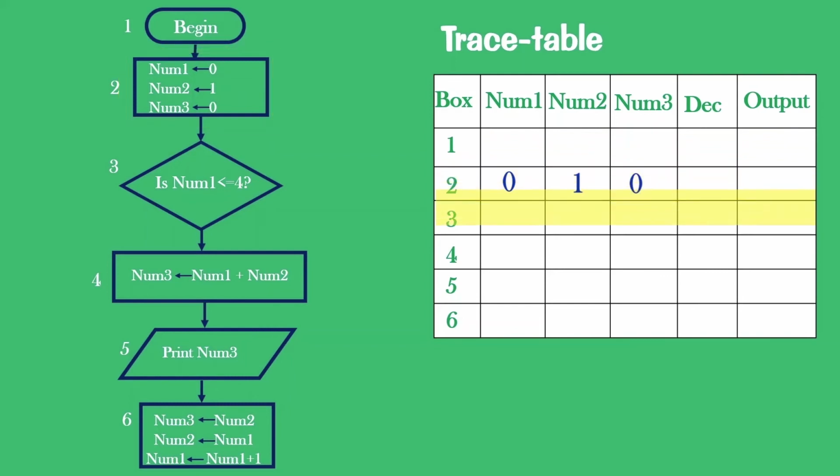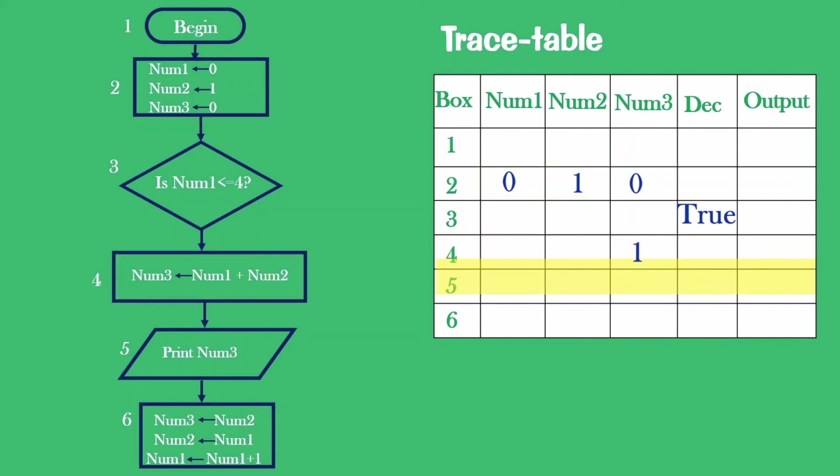Good. Step number 3 is a question with the decision to be made. Is num1 lesser or equal to 4? Now, the value in num1 is 0, and therefore true. So we write true in the decision box and move to step number 4. Step number 4, num3 becomes the result of adding whatever value is in num1 with the value in num2. And this gives us 1.